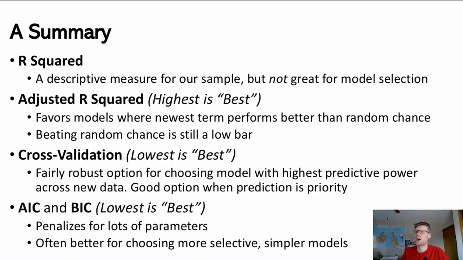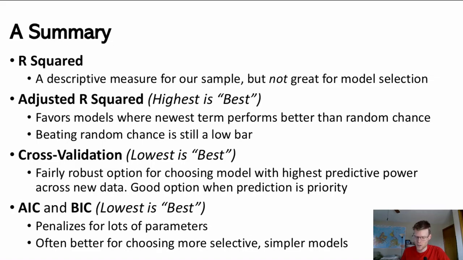Cross-validation is a fairly robust option for prediction. The lower the value, the better, if we're doing leave one out RMSE as our measure there. So it's a good option when prediction is our priority. AIC and BIC are more flexible options where we can penalize for number of parameters included, where BIC is going to be the more selective option than AIC. So BIC is usually a pretty good option if my goal is to have a simpler model. AIC is probably going to be a little bit more complex.